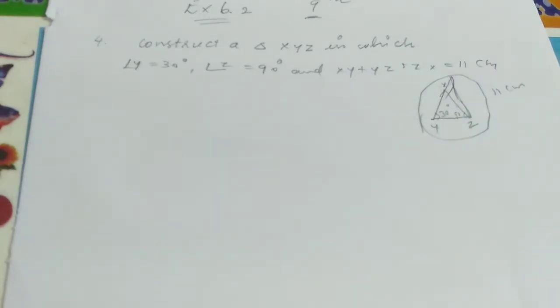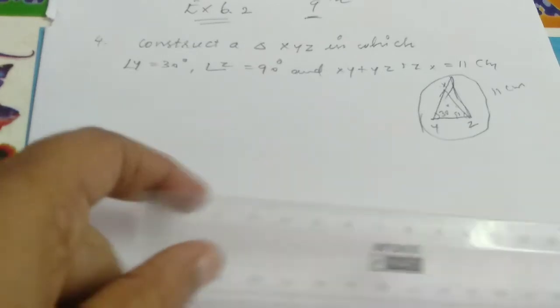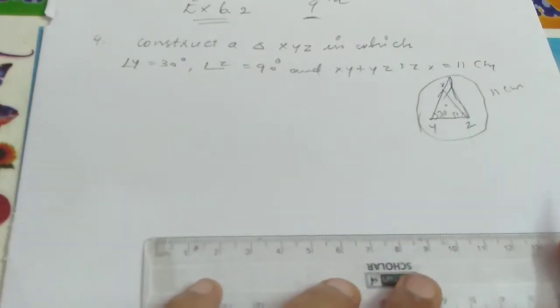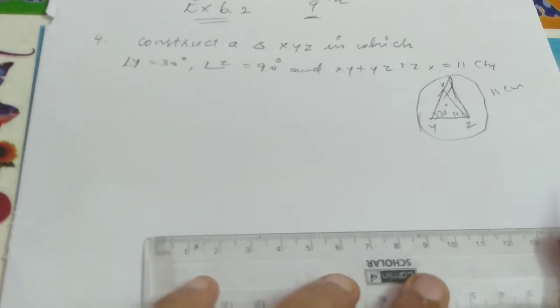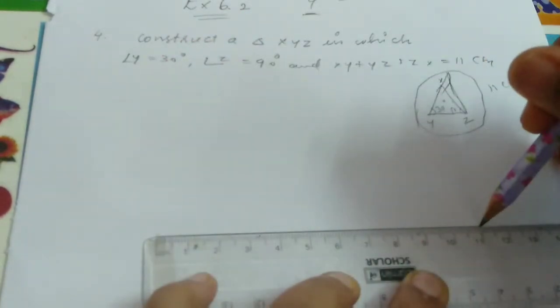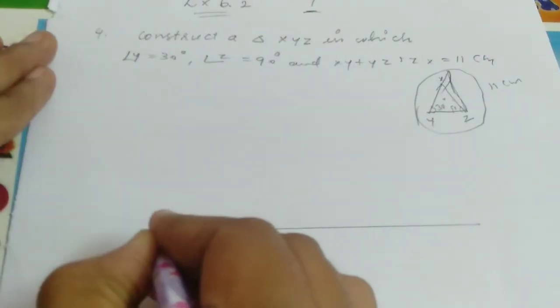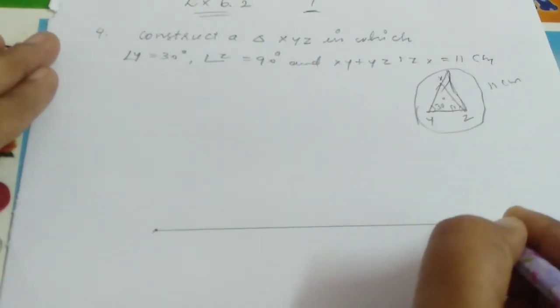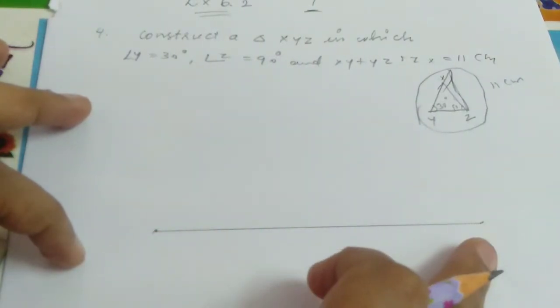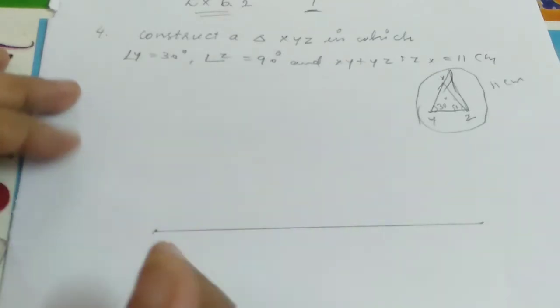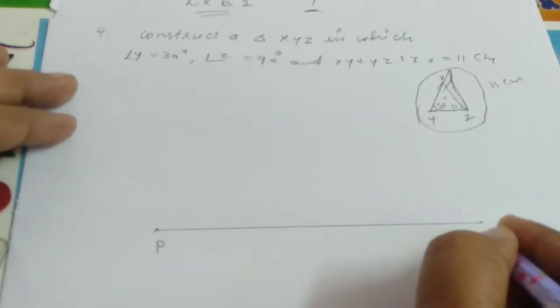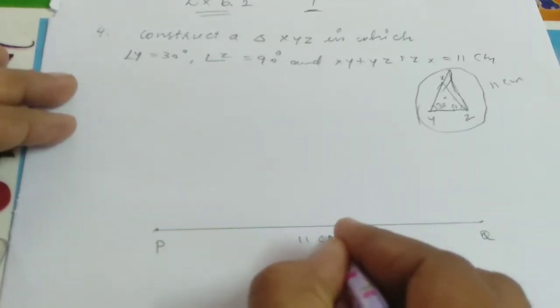This is how we are going to do the sum. First, all the three together make 11 centimeters. So we are going to draw an 11 centimeter line segment. Next, in this line segment I should give a name. I can't call it XY, because this 11 is not the XY length, it is the sum of all the three sides. So I am taking the length as PQ. So PQ is 11 centimeters.